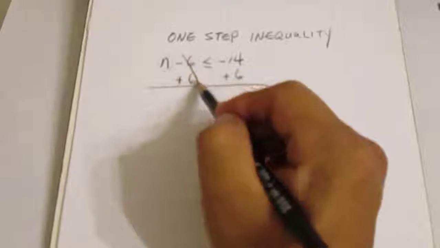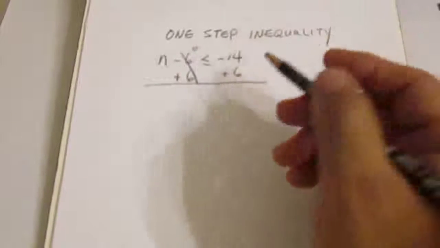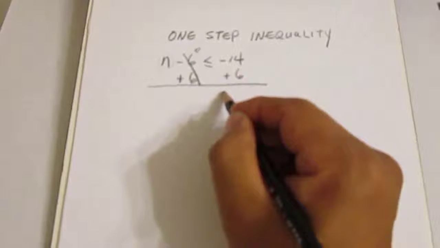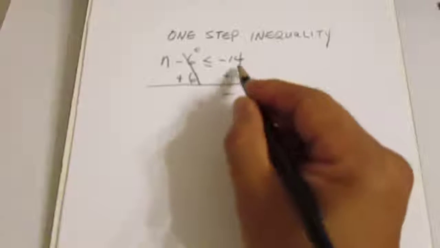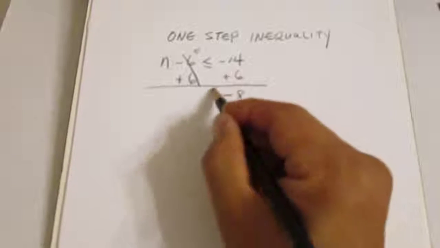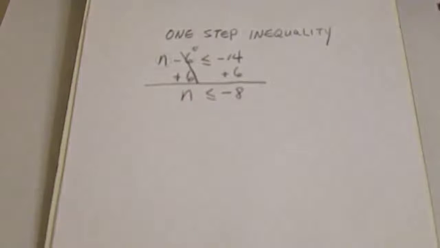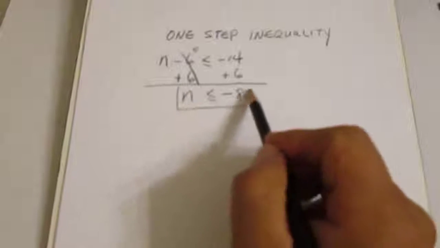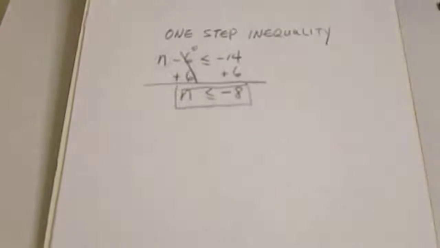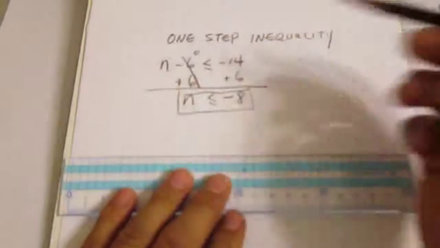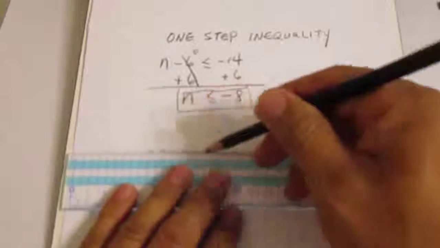So that crosses out to 0. And here we have negative 8, and here we have n. So that's my answer right there. And then we're going to also graph it. When we graph it, this time I'm going to go quickly.